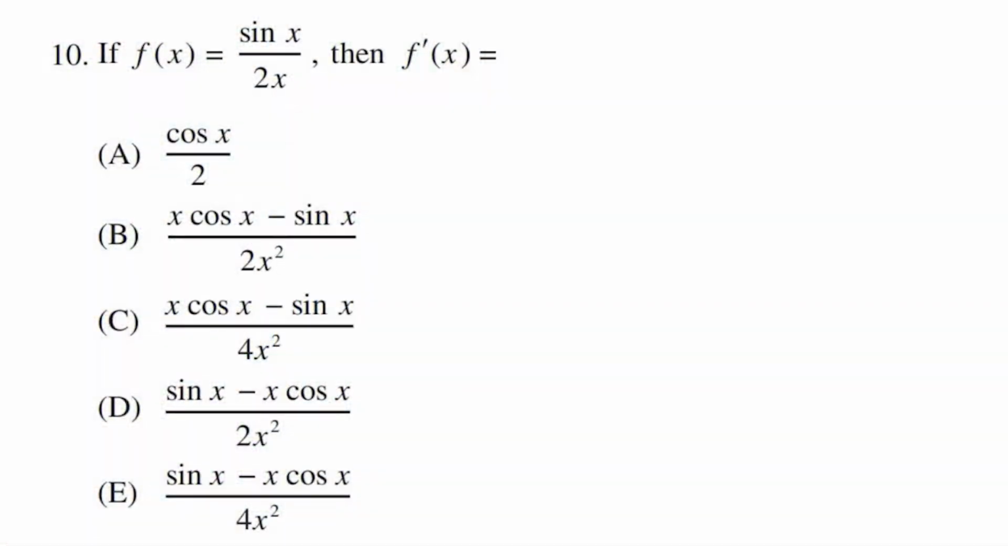Number 10 says if f of x equals sine of x divided by 2x, then what's f prime? To answer this question, we need to be familiar with the quotient rule. Now, the quotient rule basically tells you how to find the derivative of a fraction, or really just a quotient, which is when you're dividing two functions.